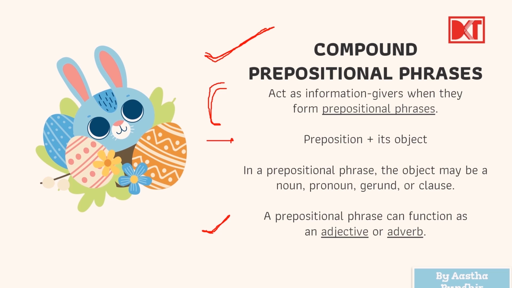So what you have to remember is that these compound prepositional phrases act as information givers. And how are they formed? With the preposition plus its object. In these compound prepositional phrases, they may act as an adjective or an adverb, which we'll see in the next slides. And this object which we have here, preposition and its object, may be a noun, pronoun, or a gerund or a clause. Alright, let's see.